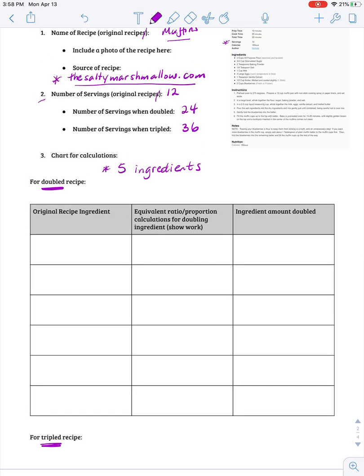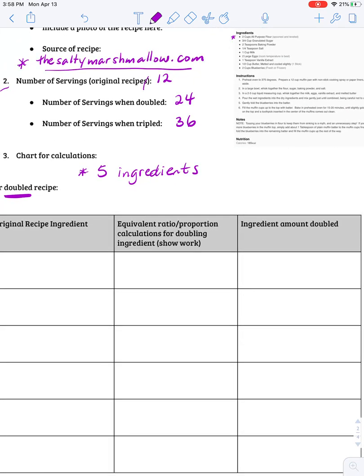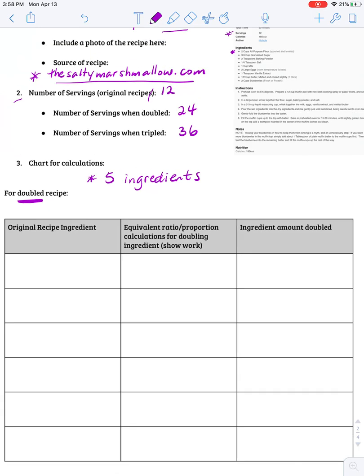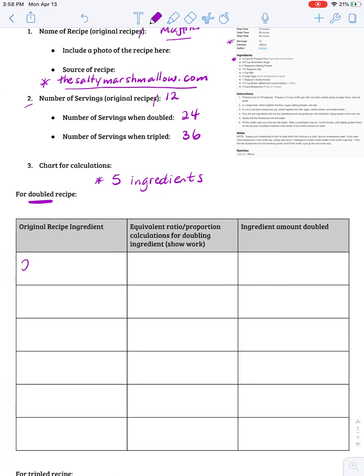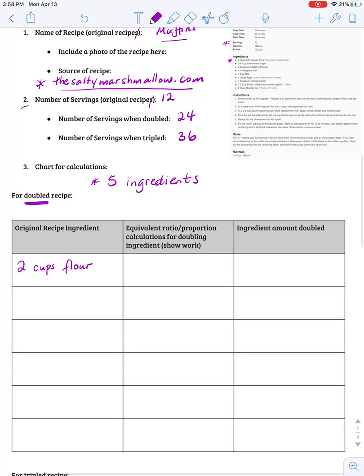So for the original recipe ingredient, I'm going to look at the 2 cups of flour as the first example. So I'm just going to list here for the original recipe, 2 cups flour. Okay, the equivalent ratio or proportion calculations for doubling the ingredient. So I know that the original one is 2 cups flour.